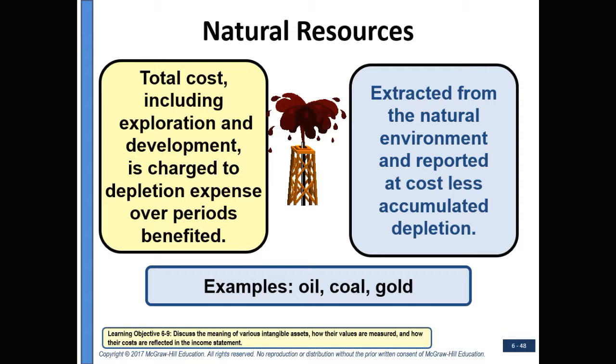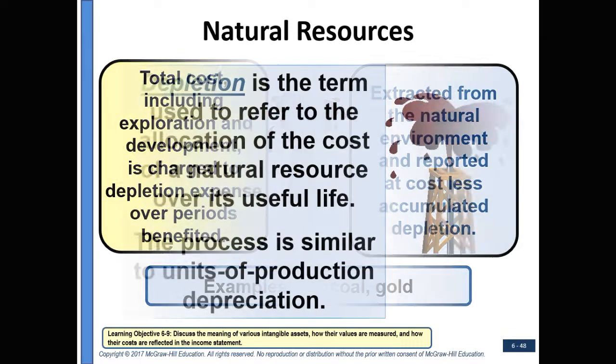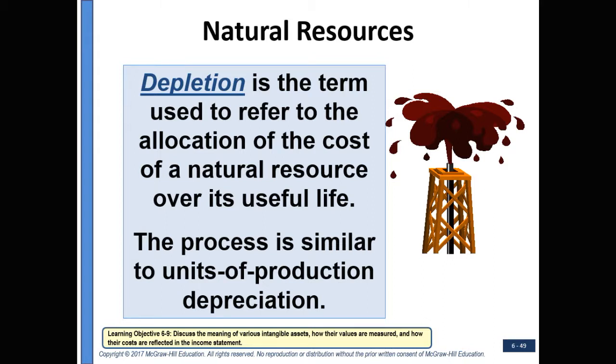Some examples of natural resources: oil, coal, gold, natural gas, minerals, timber. There's a lot of different natural resources. The term depletion refers to the allocation of the cost of the natural resource over its useful life. This is engaged through a process that is similar to the units of production depreciation.